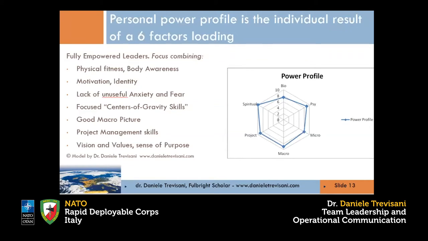Any profile of any leader then can be a combination of all the six factors. You see here an example, a fully empowered leader. Why? Because it has very strong spiritual energies, a good body, good motivation, good ability to grasp details, good ability in the macro view of the organization, and also is able to develop projects. So this is a really fully empowered leader. Which is not common. It's not common to have a spiritual leader who is also a great project leader and also pays attention to his or her body, not being a bodybuilder, but paying attention to body and to psychology. So it really requires a stretching of our view of leadership.